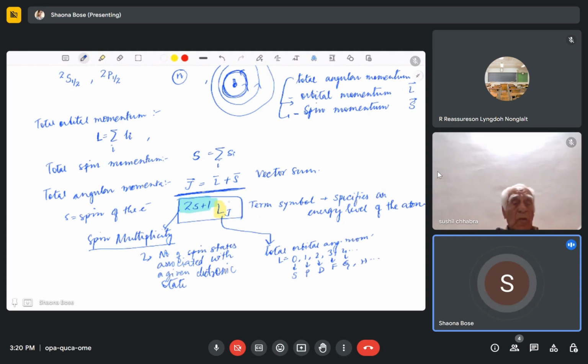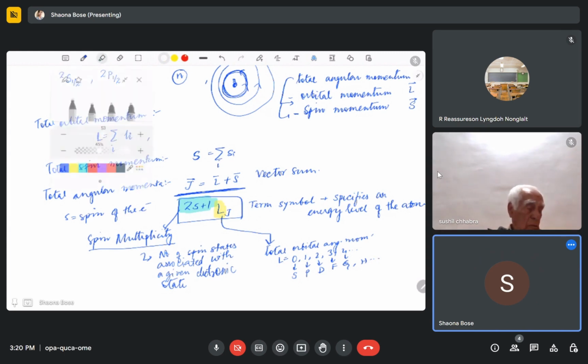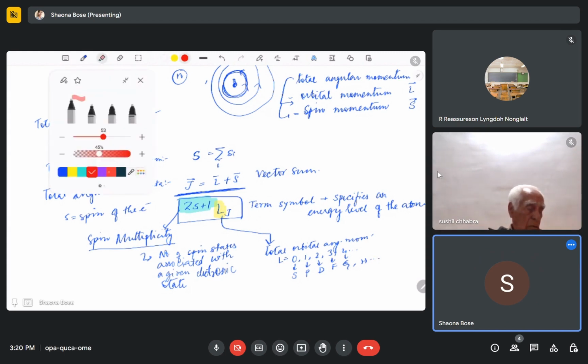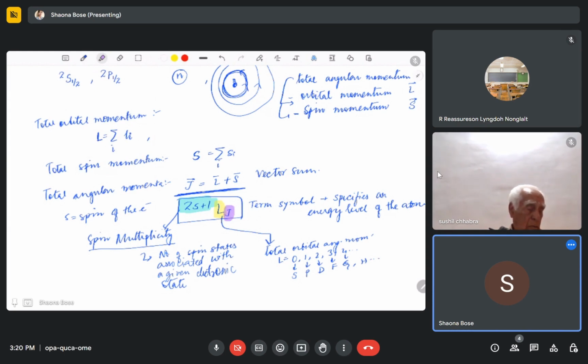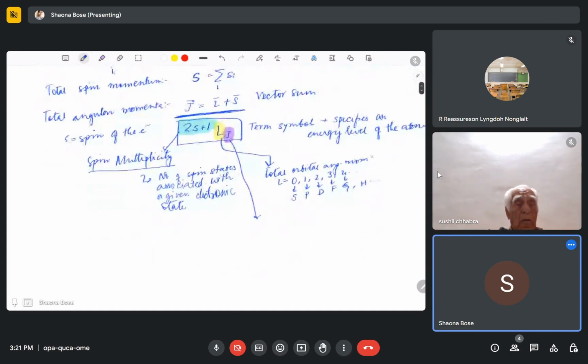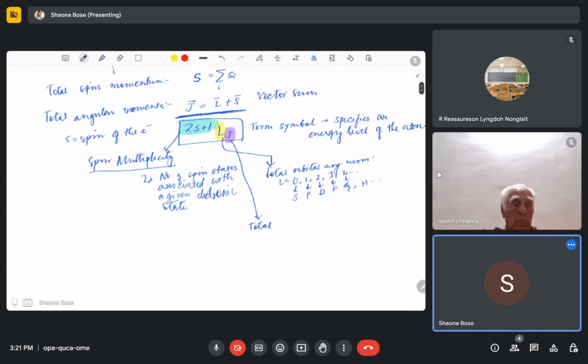You also have a J term. What does this stand for? The total angular momentum. You can say the angular momentum quantum number.